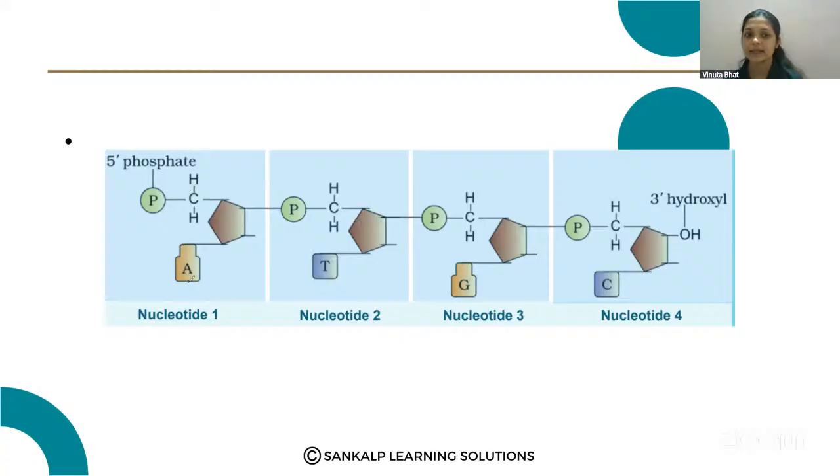Yes, it contains the nitrogen base, adenine, thymine, guanine, or cytosine, or uracil in case of the RNA, and pentose sugar, deoxyribose sugar, okay, and phosphate group. Together it forms the nucleotide. So this is the one nucleotide.